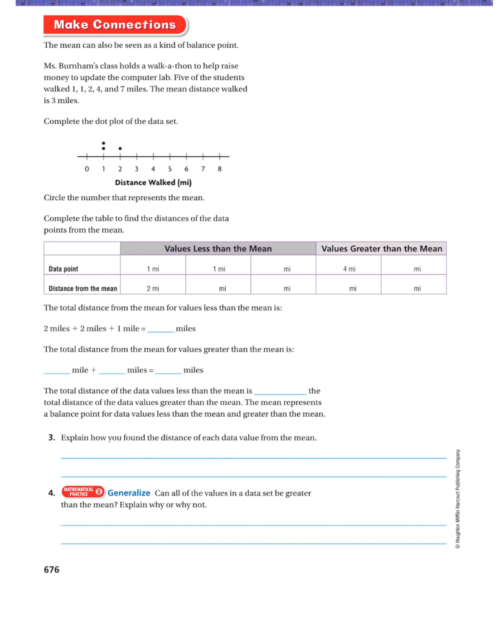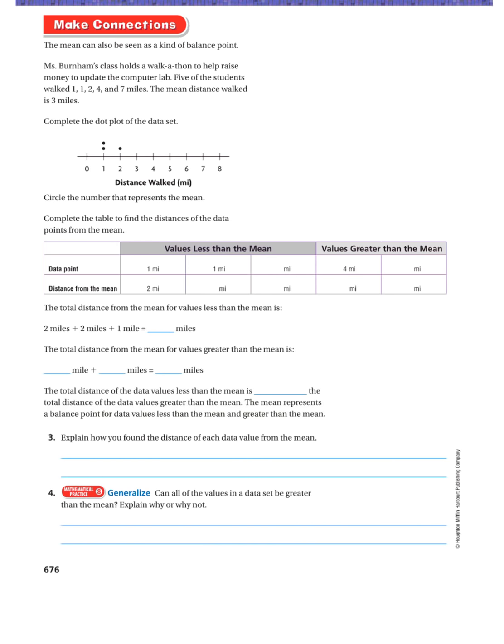Make connections. The mean can also be seen as a kind of balance point. Miss Burnham's class holds a walkathon to help raise money to update the computer lab. 5 of the students walked 1, 2, 4, and 7 miles. The mean distance walked is 3 miles.